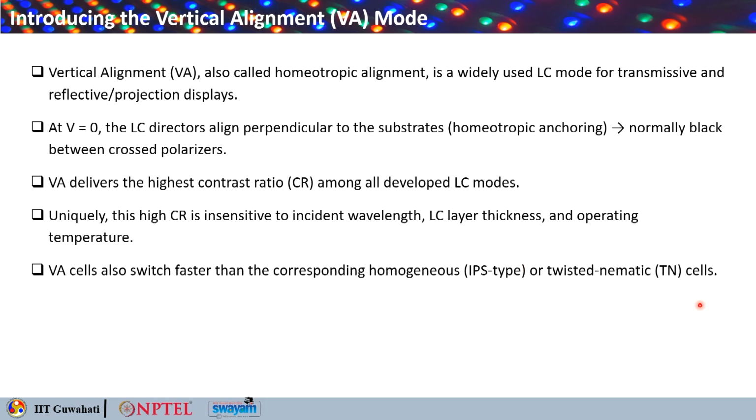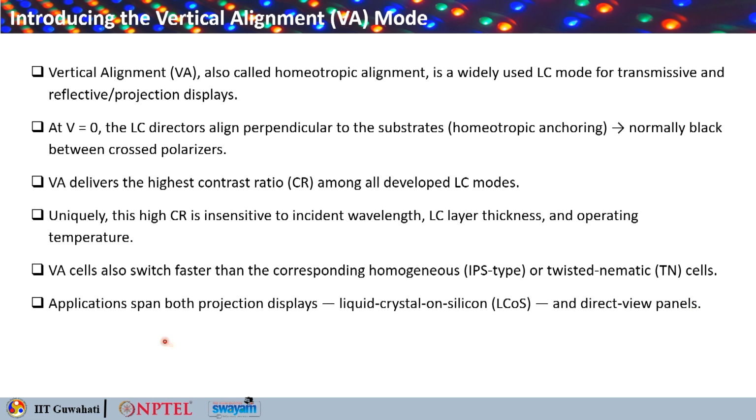So the response time benefit is also there, as we have just discussed. So what are the applications? In real world context, this vertical alignment is used both in liquid crystal on silicon, that is LCOS, micro displays for projectors, where the single domain version excels because the viewing angle here is not a concern. And in direct view TVs and monitors, where multi-view or multi-domain versions will be needed to fix the narrow viewing angle, so there also this becomes very important. So we will discuss this in the next lecture.